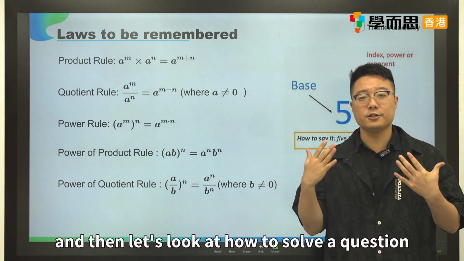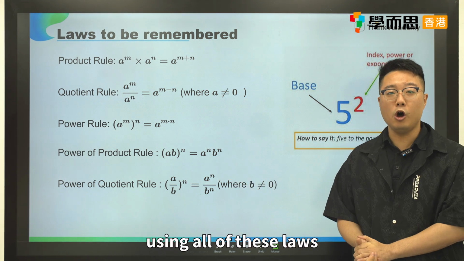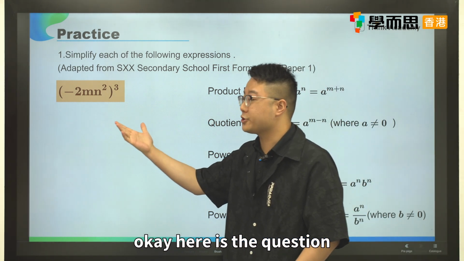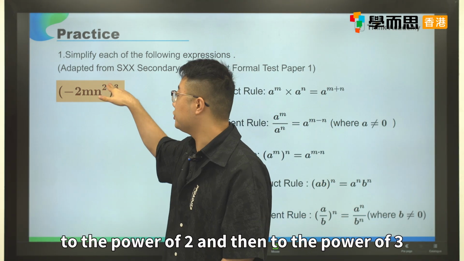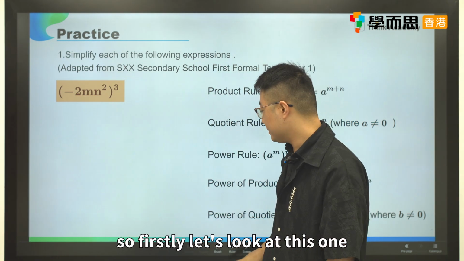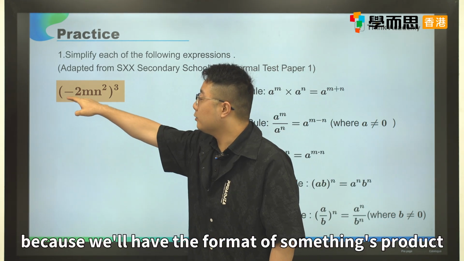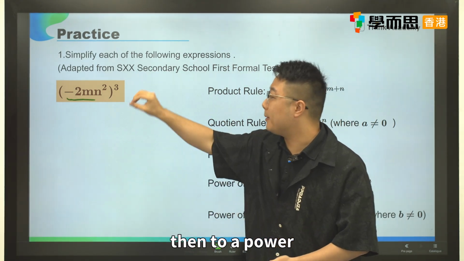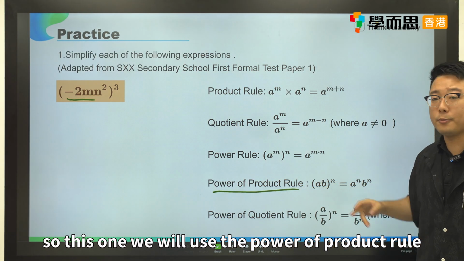And then let's look at how to solve a question using all of these laws. Okay, there is the question. If we have negative 2 m n squared, all to the power of 3, how to simplify it? Firstly, let's look at this one. Because we have the format of a product then to a power, we will use the power of product rule.